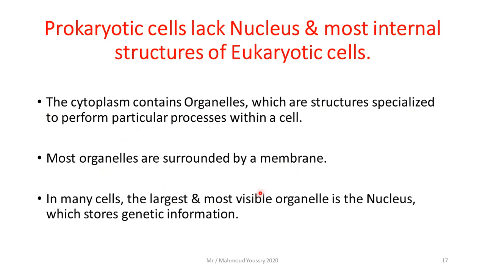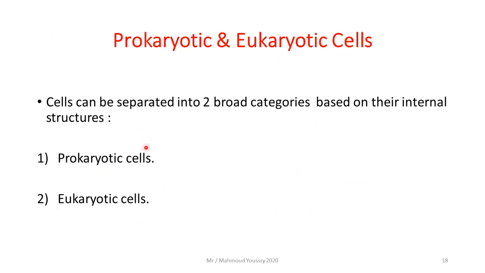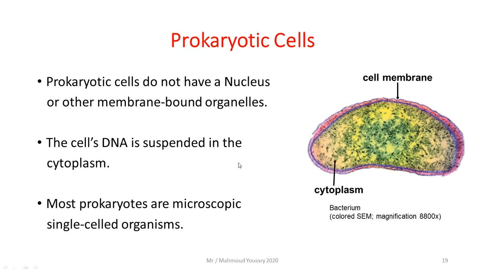In many cells, the largest and most visible organelle that you can see under the microscope is the nucleus, which stores the genetic information. Then scientists divided cells into two broad categories based on their internal structures: prokaryotic cells and eukaryotic cells. Let's see what about them.